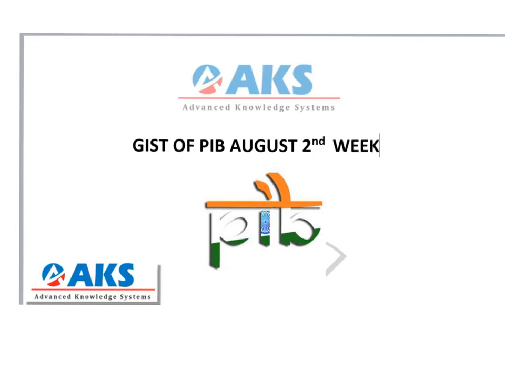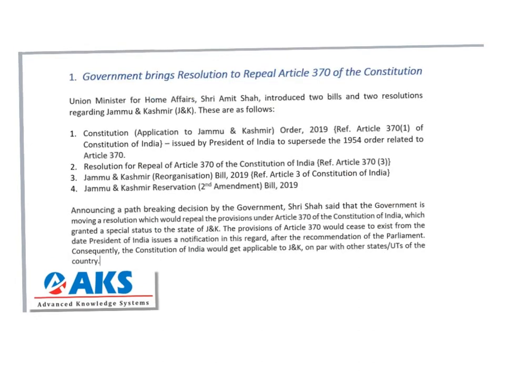Today we will deal with the gist of PIB for the second week of August. So, government brings resolution to repeal Article 370 of the Constitution. The Union Minister for Home Affairs introduced two bills and two resolutions regarding Jammu and Kashmir.